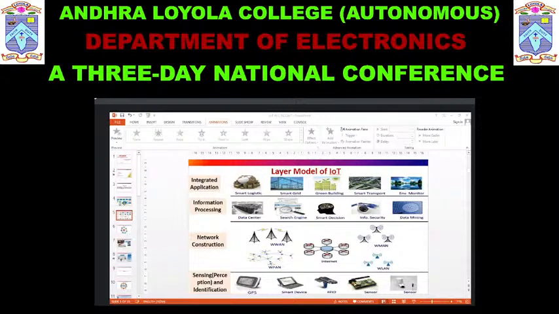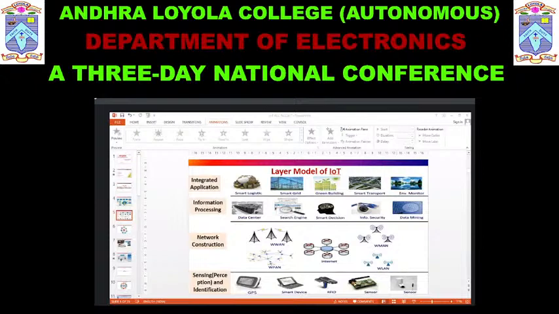Now, these are the basic layer model of the IoT. Here, you can easily understand these. What is the significance of each and every layer? In the last layer, the sensing layer, or you can call it the perception layer, we are going to deal with all the sensors as well as the actuators.